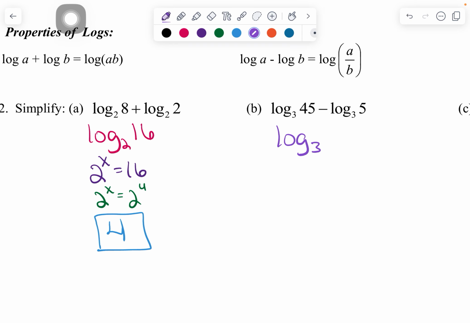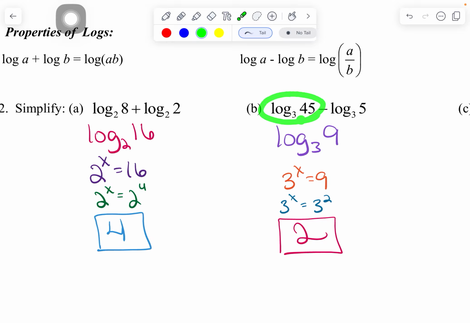So what would this be? Log base 3. Now we're subtracting our logarithms, so we're going to do 45 divided by 5, so that's going to be 9. All right, so let's see, log base 3 of 9. So 3 to some power is equal to 9. So 3 to some power is equal to 3 squared. All right, cool. Our answer is going to be 2 then. So while I couldn't figure out the individual parts here and here, by condensing the logarithm, I can get the answer. Okay?